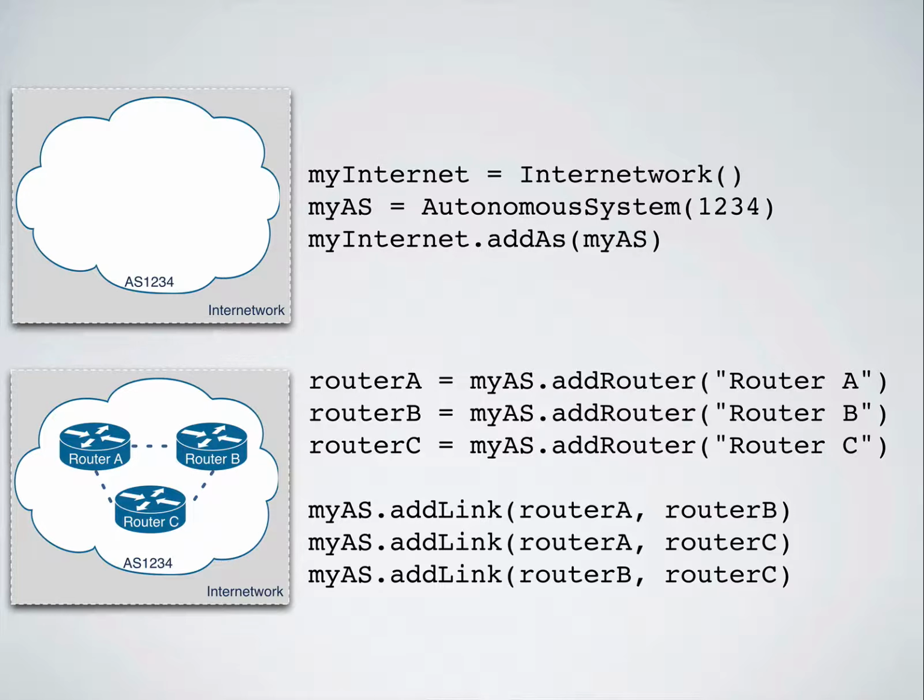This slide shows an example of the syntax used. The first step was to create an internet object. Inside this, autonomous system objects were created, such as for 1234 here. We then added the autonomous system to the internet object. Inside an autonomous system, we could add routers, such as A, B, and C in this example. The final step was to add links between the routers. This raised the level of abstraction to provide an abstract model of how to configure network devices.